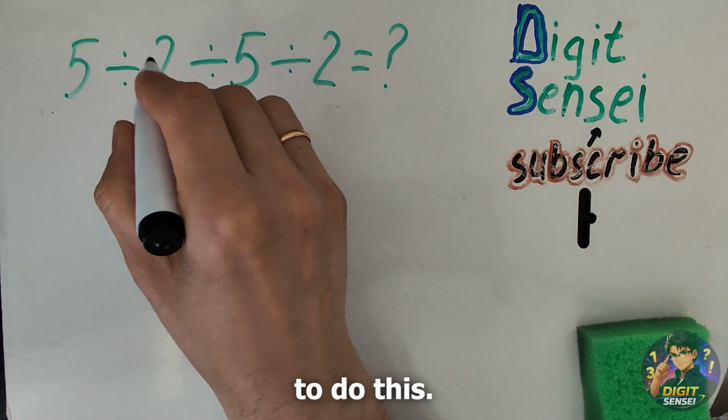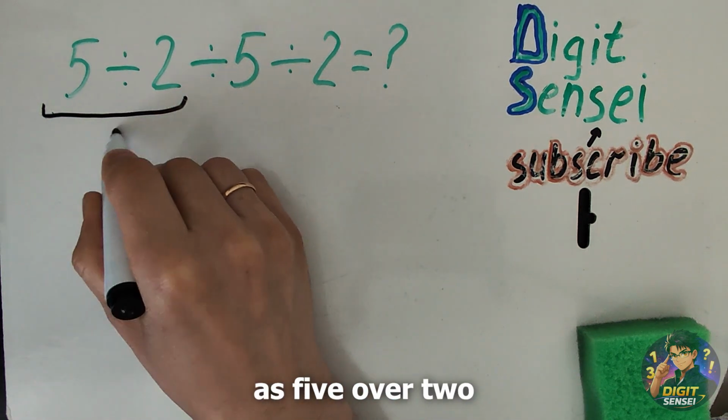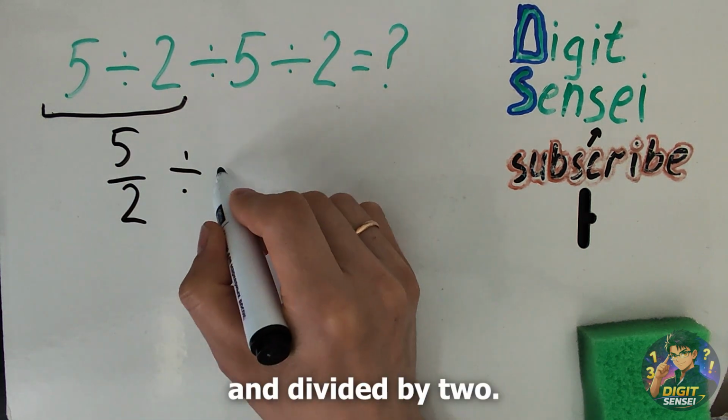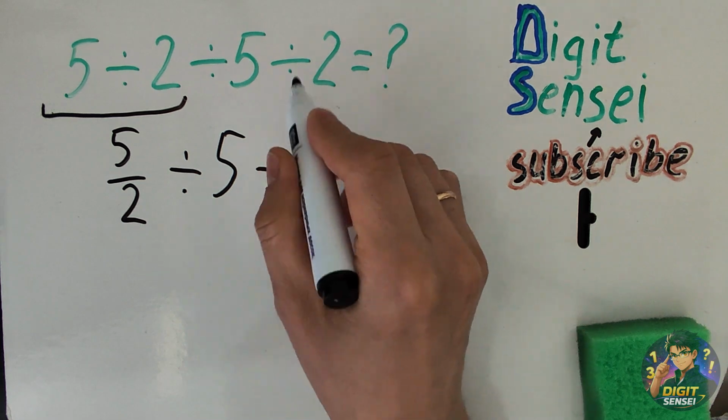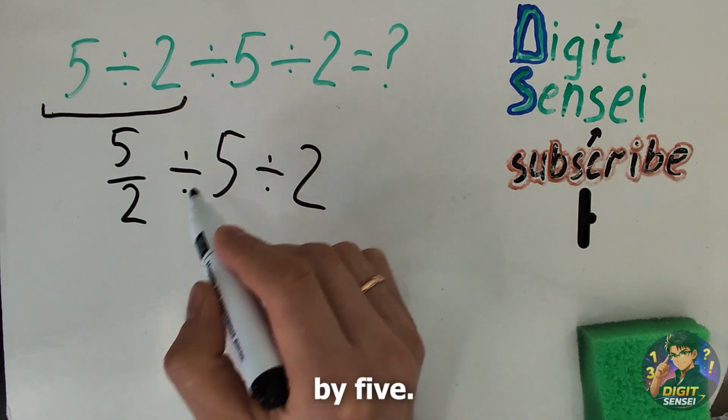So first we have to do this division. 5 divided by 2 can be written as 5 over 2. Then divided by 5 and divided by 2. Now we have to do this division. 5 over 2 divided by 5.